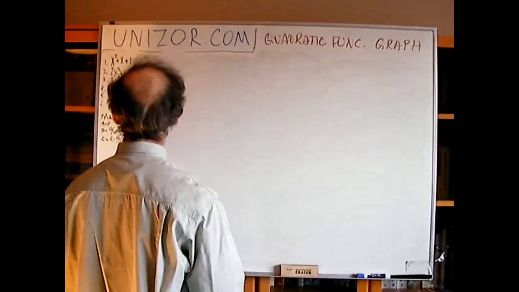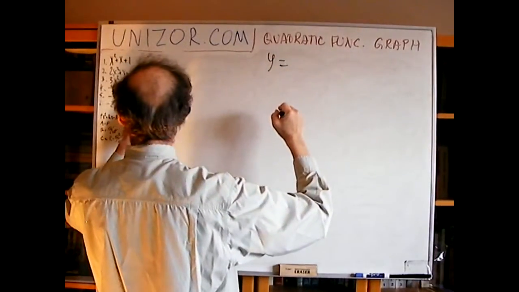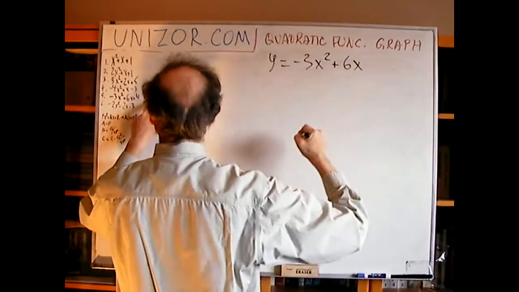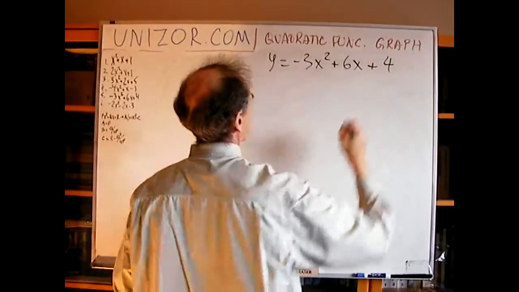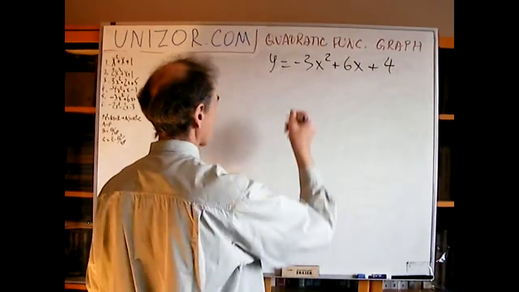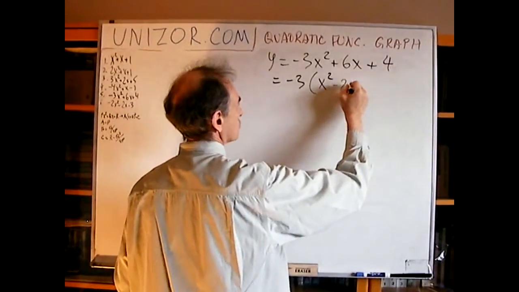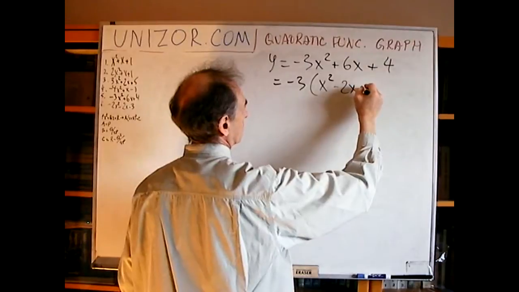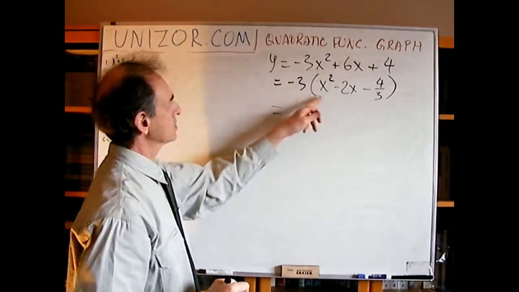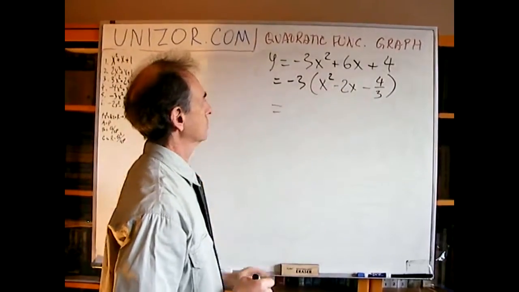Okay, next, y equals minus 3x squared plus 6x plus 4. Okay, same thing. The first step is factor out minus 3. Now we have x squared minus 2x minus 4/3, equals minus 3 times (x squared minus 2x minus 4/3), which gives minus 3x squared plus 6x plus 4. Okay, seems to be fine.